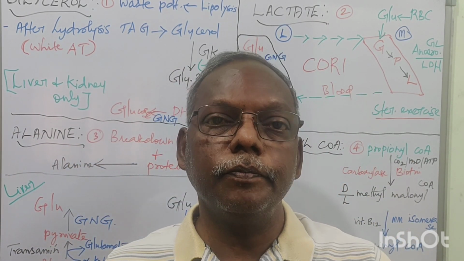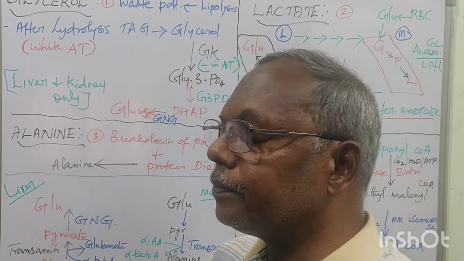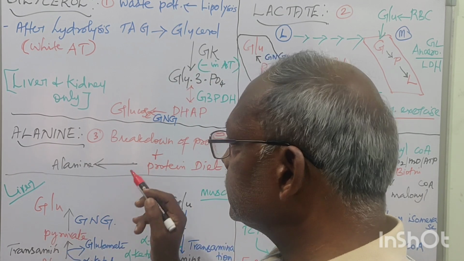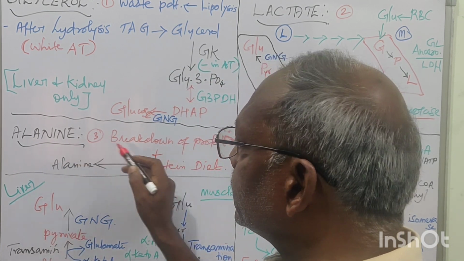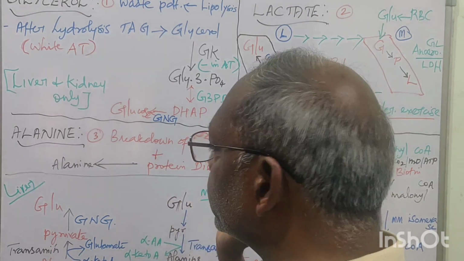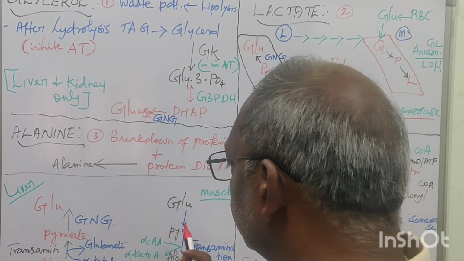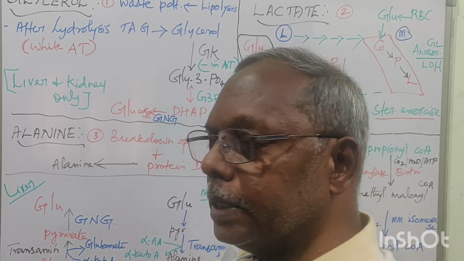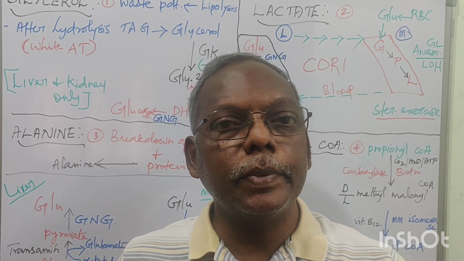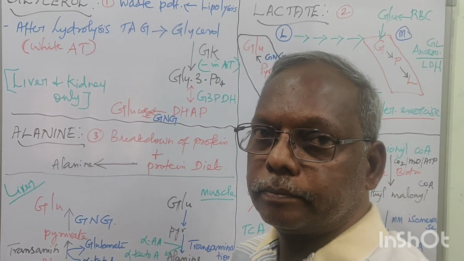Usually alanine will come for the gluconeogenic pathway in the fasting or starvation situations. When will you get alanine? From the breakdown of protein and dietary protein. This alanine is synthesized in muscle. The reaction name is transamination.